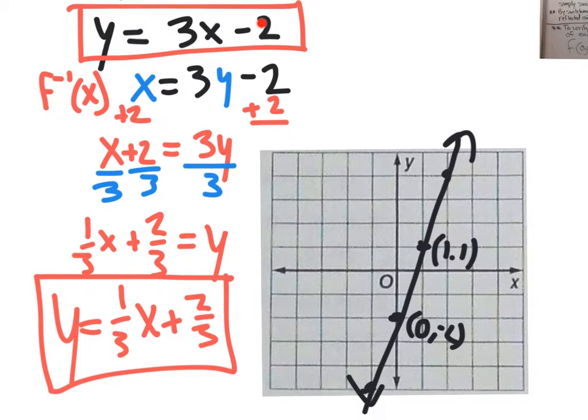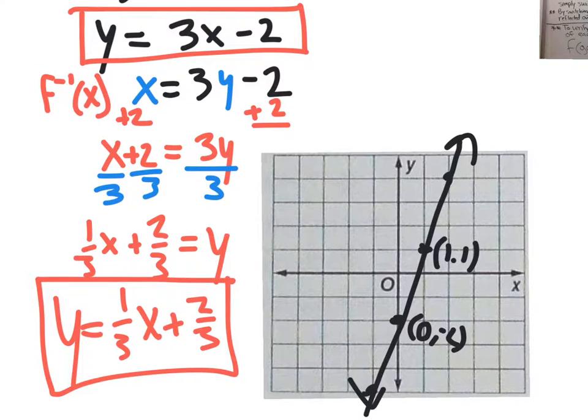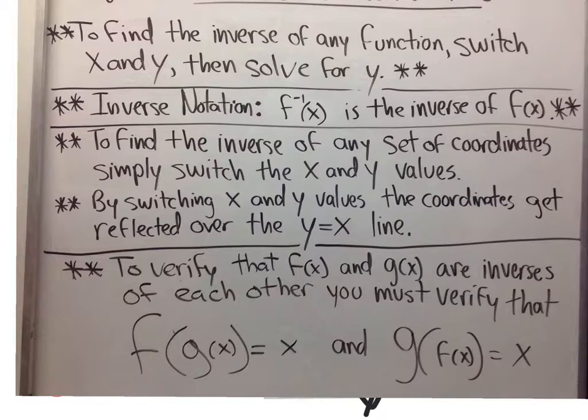So this equation, if I told you to find the inverse of it, this is the inverse of it. How did I do it? I took my x, I took my y, I switched them, and then I solved for y, and this is my inverse function, okay? So that's how to do it. That was the first fact that you wrote down in your notes. Now, let's move on to the next thing that we had in our notes, which is to find the inverse of any set of coordinates, simply switch the x and the y values.